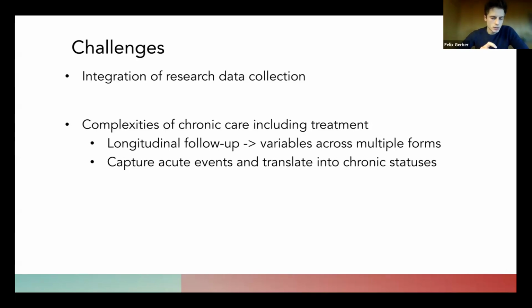So you need a longitudinal follow-up, and you need to have access to many variables across different forms, because obviously if you measure a blood pressure one day and then you go back after 1 week, the decision that you will make on that day will depend on the previous measurements. Also, you have to capture acute events and translate them into chronic statuses. So, for example, if somebody has a myocardial infarction, this will have influence on the treatment over a lifetime. So you have to consider that from the event on, then also in all subsequent forms.